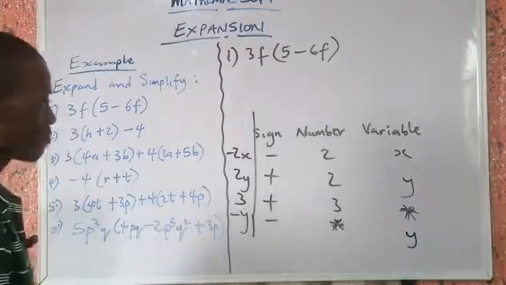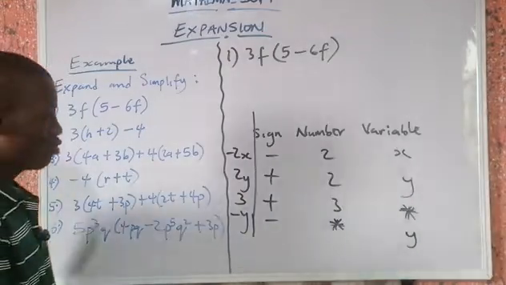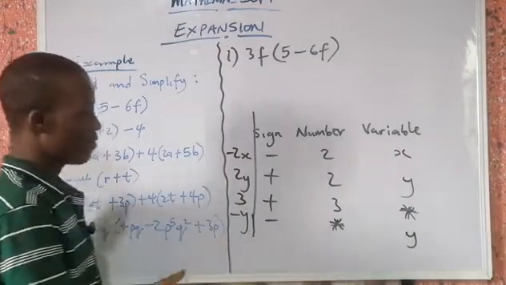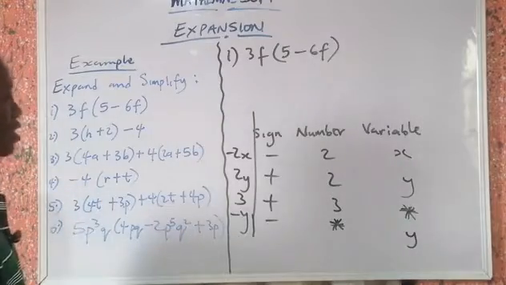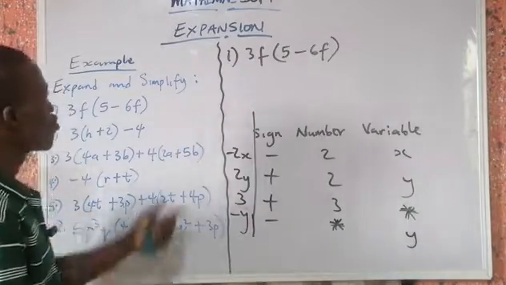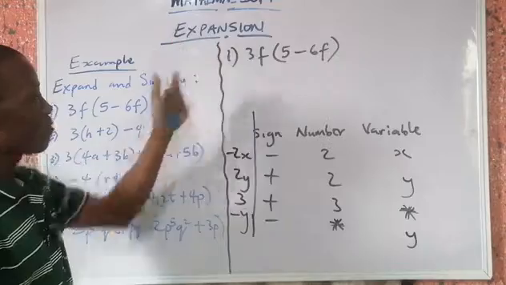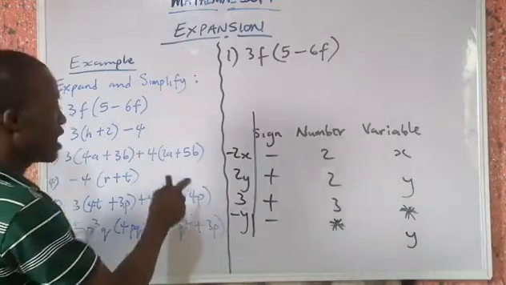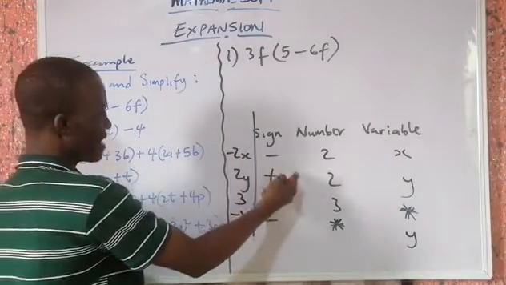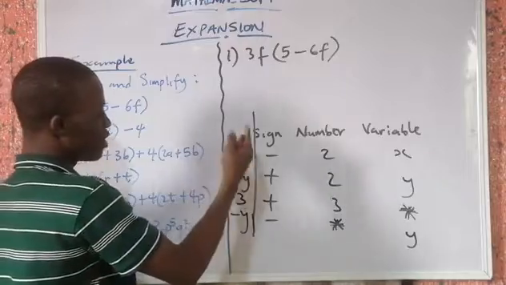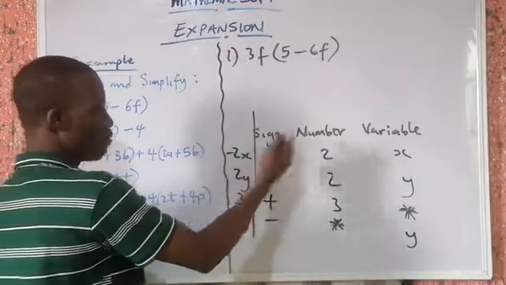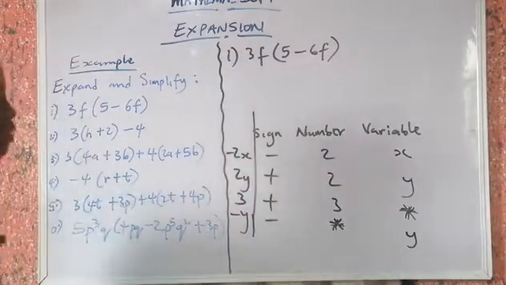So you should try as much as possible to understand these fundamentals before we actually go into this. Because whenever you want to open a bracket, you want to perform an expansion, you should know that sign will multiply sign, number will multiply number, variable will multiply variable. And that's what we are going to do.